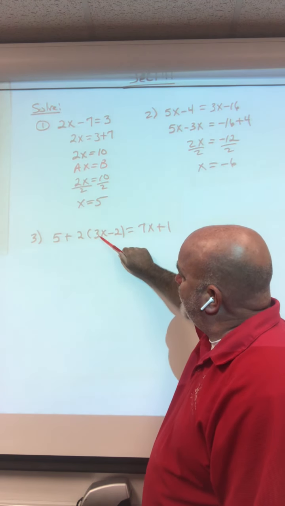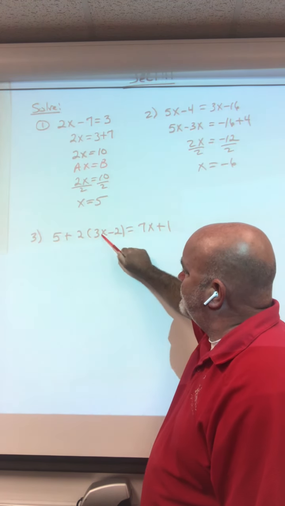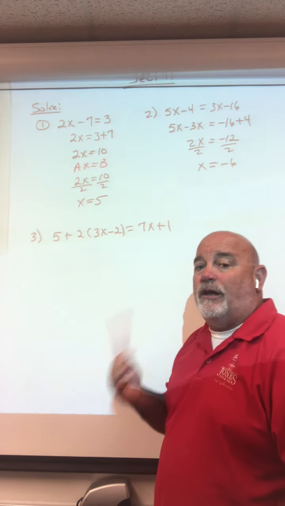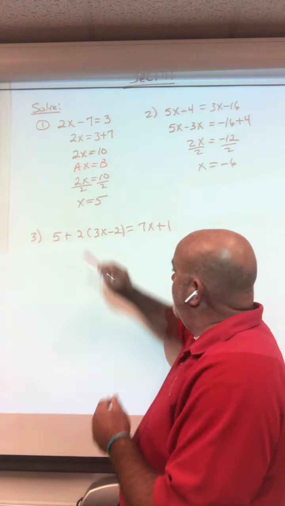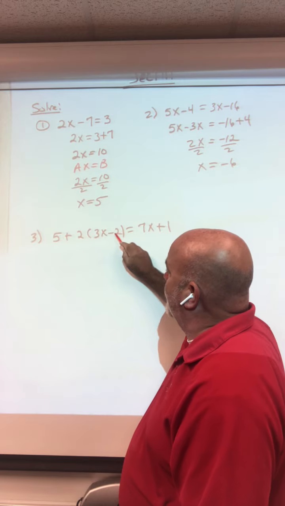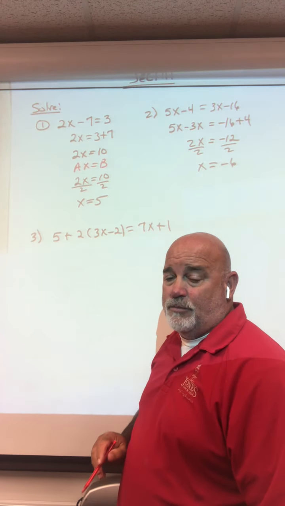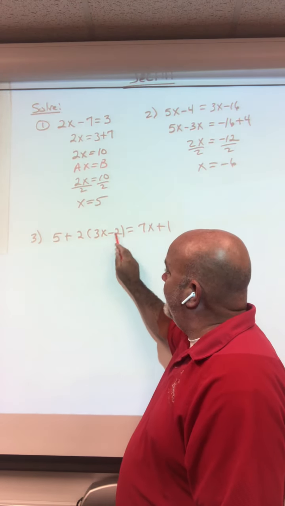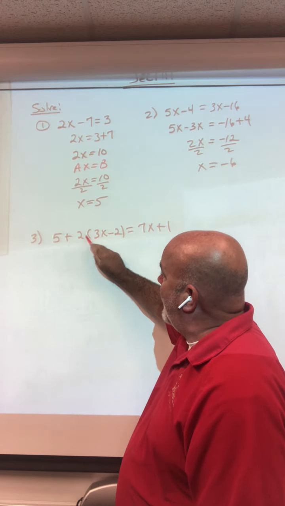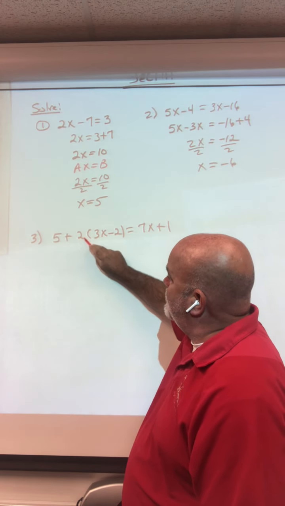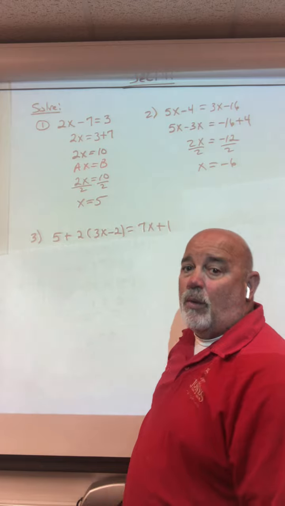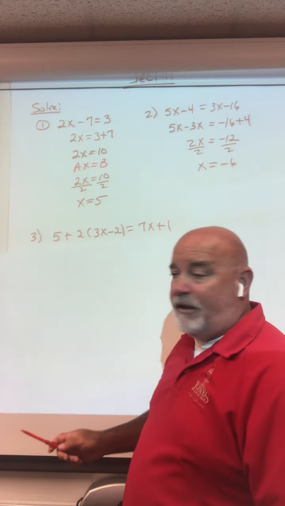You say, well, Mr. Ryan, I thought we're supposed to do what's in the parentheses first. We do if you can do anything in the parentheses. But you can't subtract these two terms together because they're unlike terms. So doing anything in here is out. But I can multiply what's in here by this 2 out front. This is what we call in mathematics the distributive property.